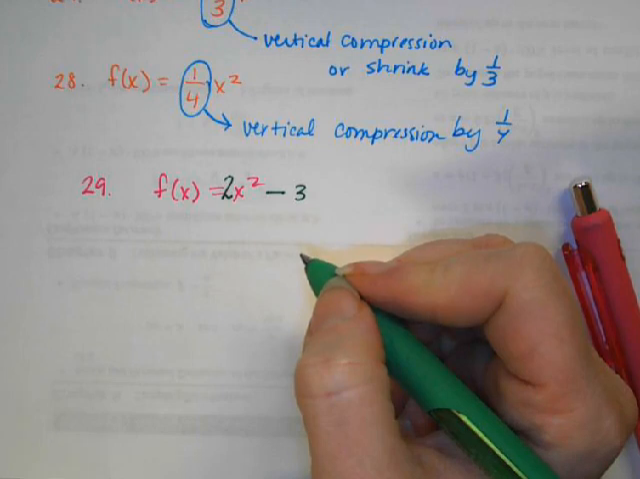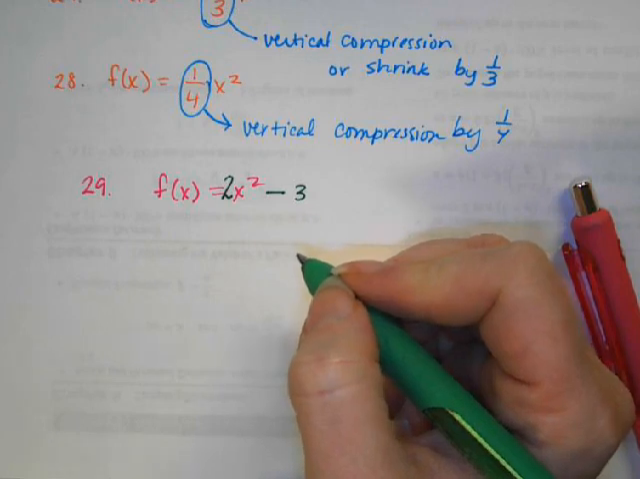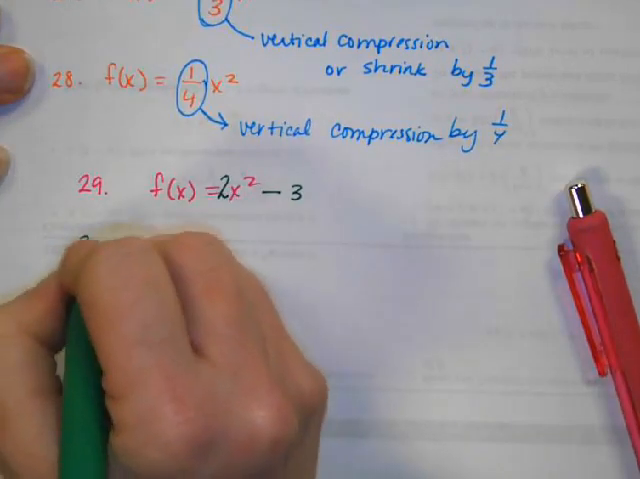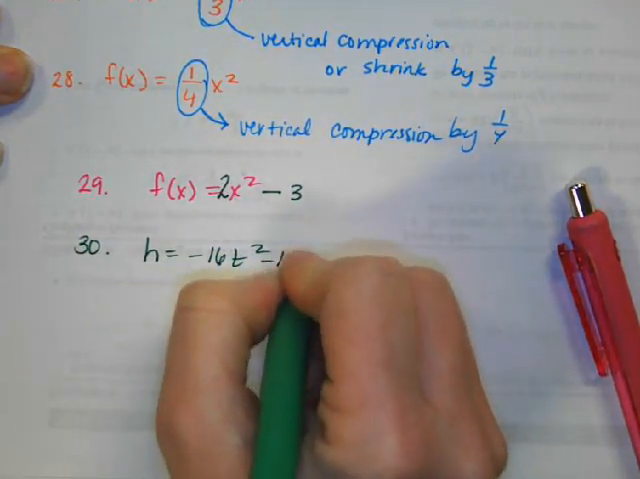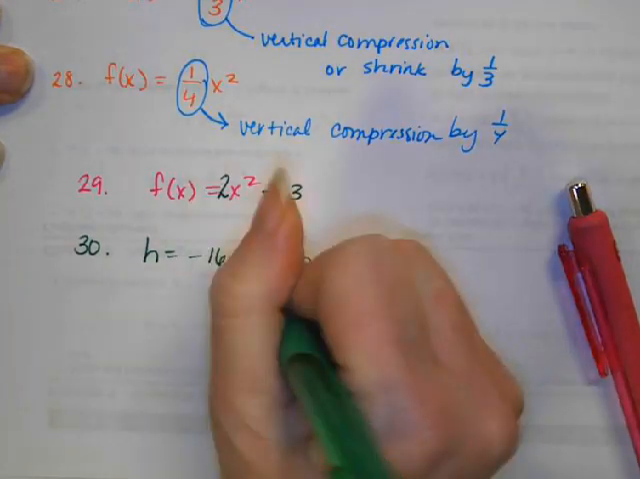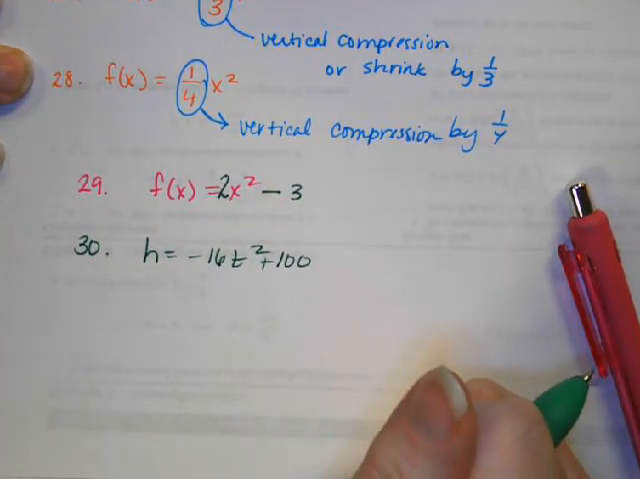All right, number 30. A ball is dropped off a cliff that is 100 feet high. They give us the function h equals negative 16 t squared plus 100 to model the height. Compare the graph of this function to the graph of h of t equals t squared.